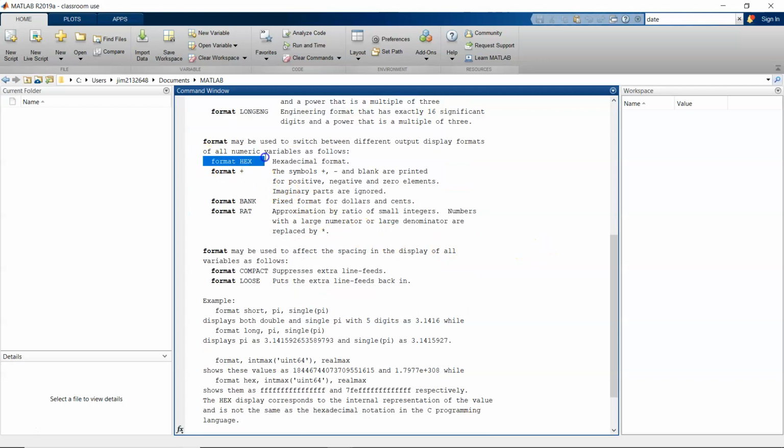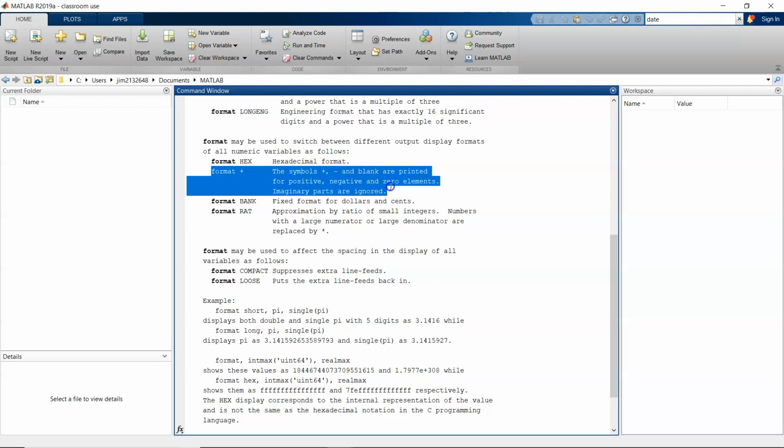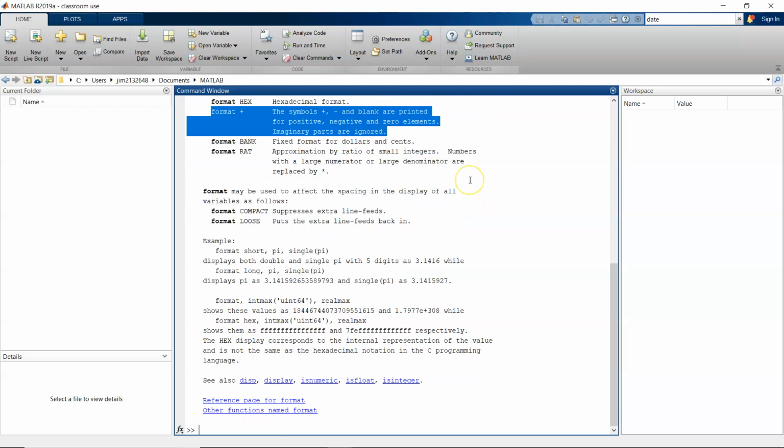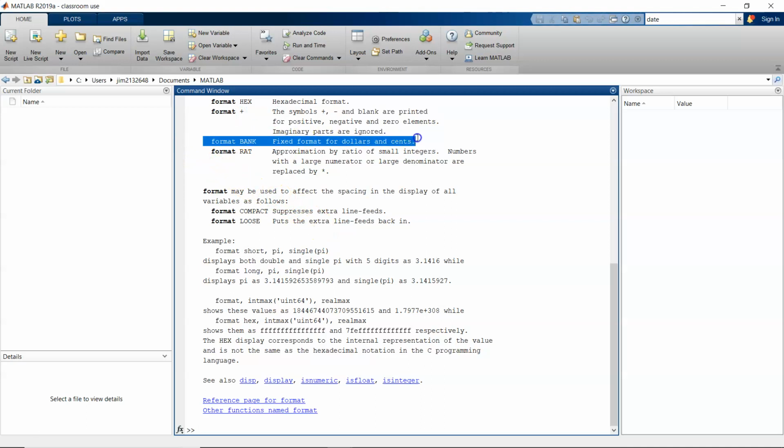Hexadecimal. This will always print a positive in front of a positive number. Usually we just omit the positive. Banking, dollars and cents, 2 digits. Rational, that's a good one actually.